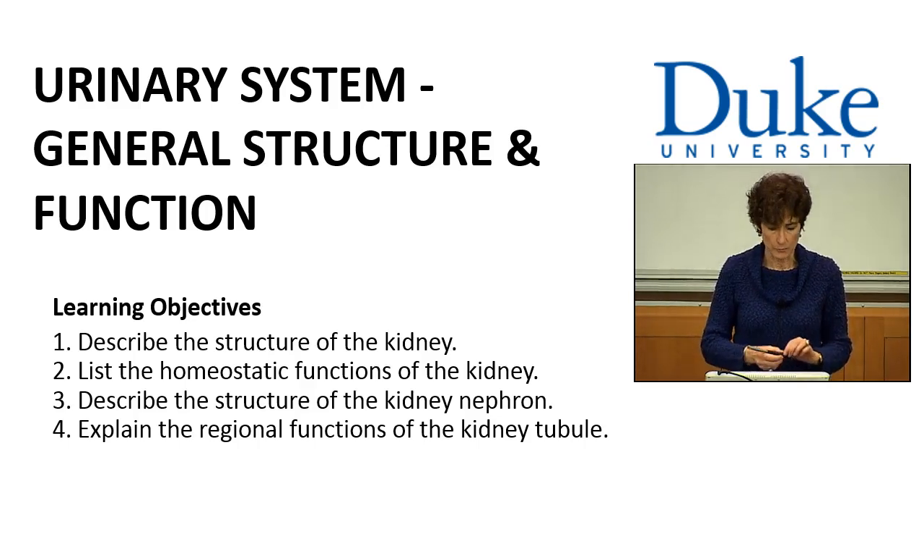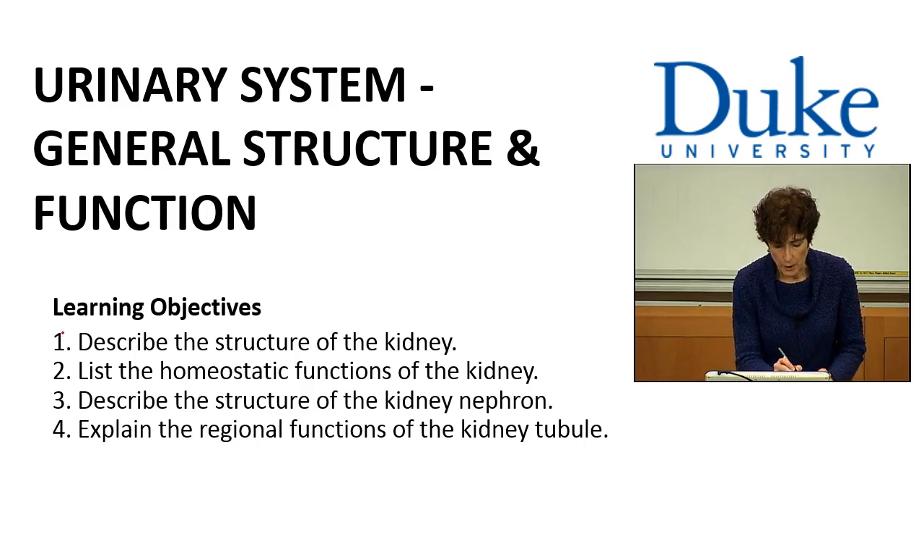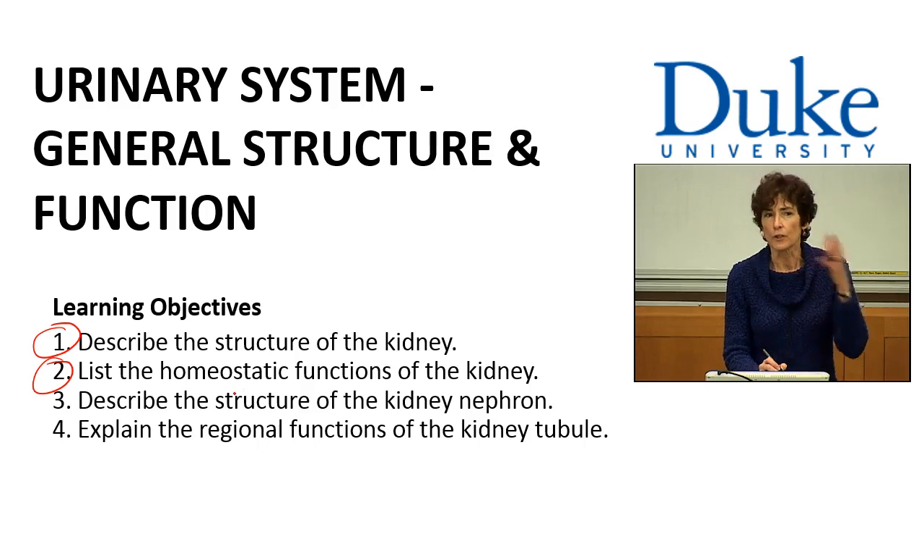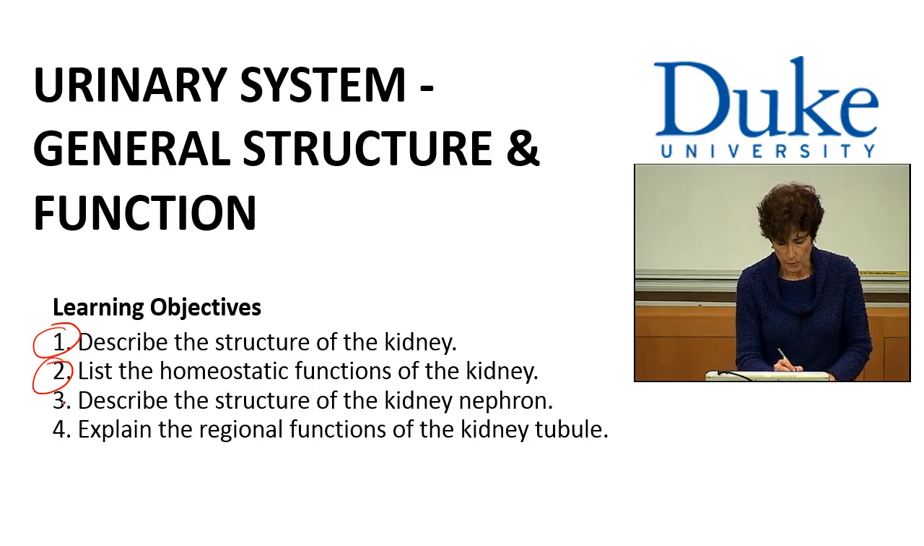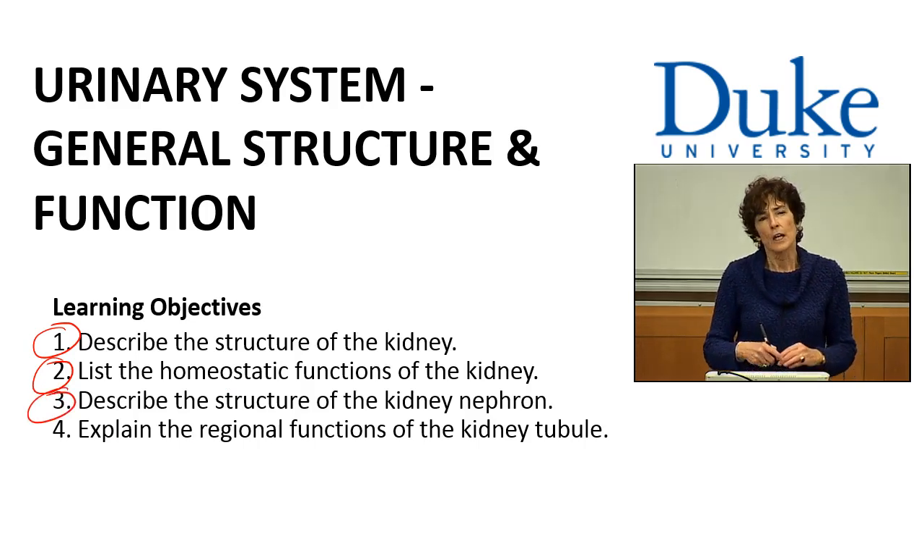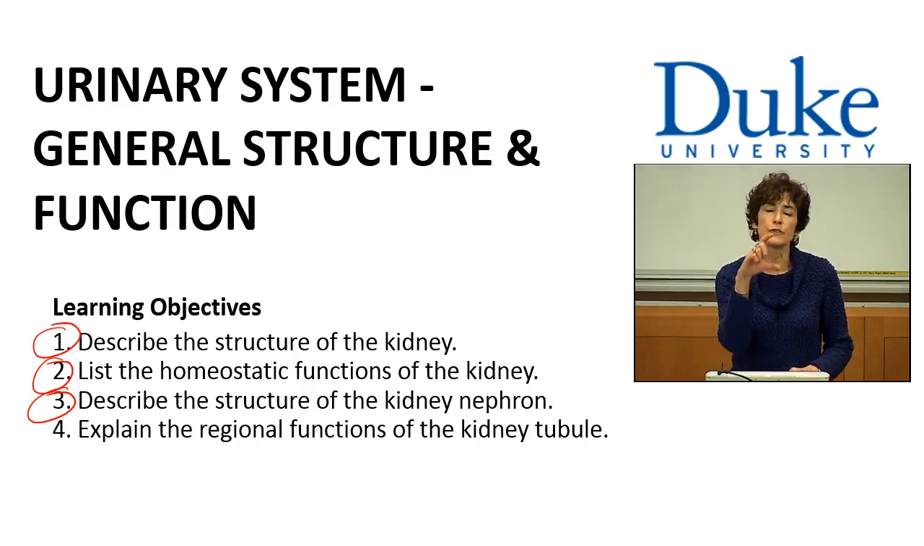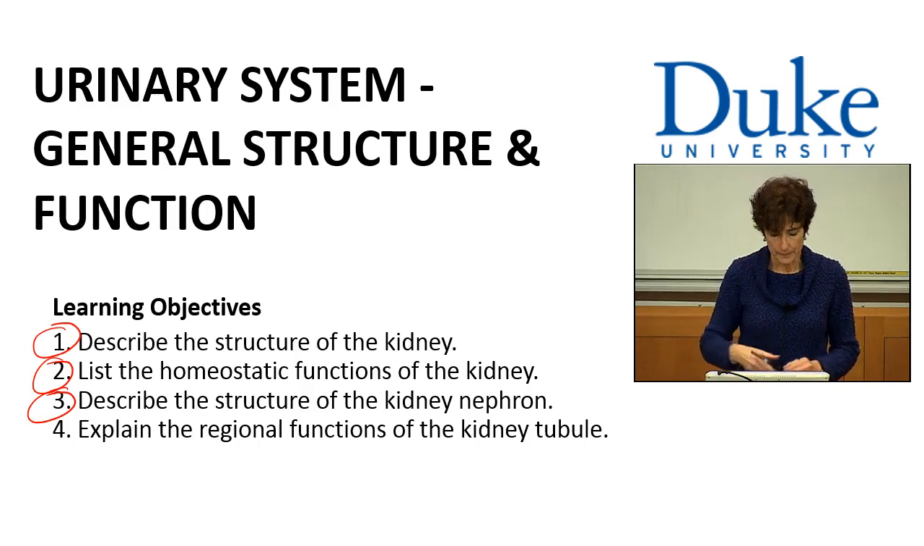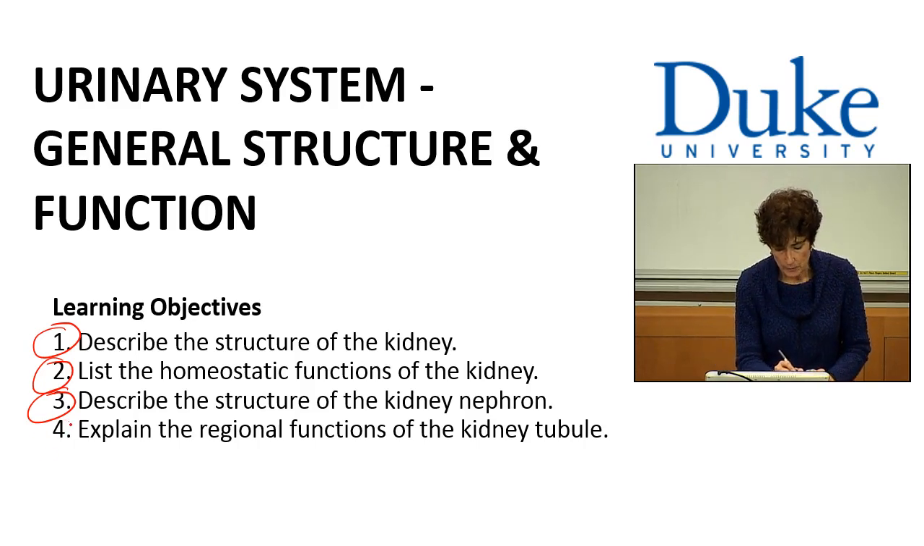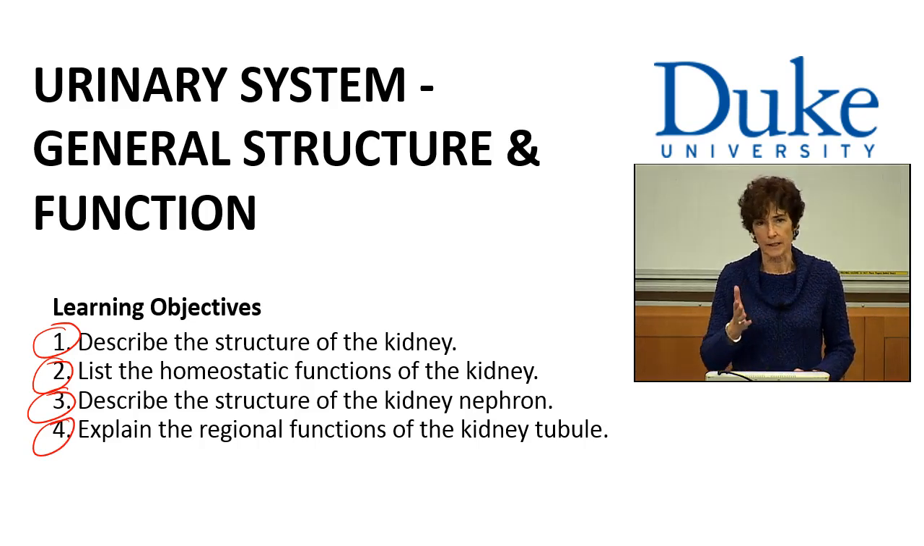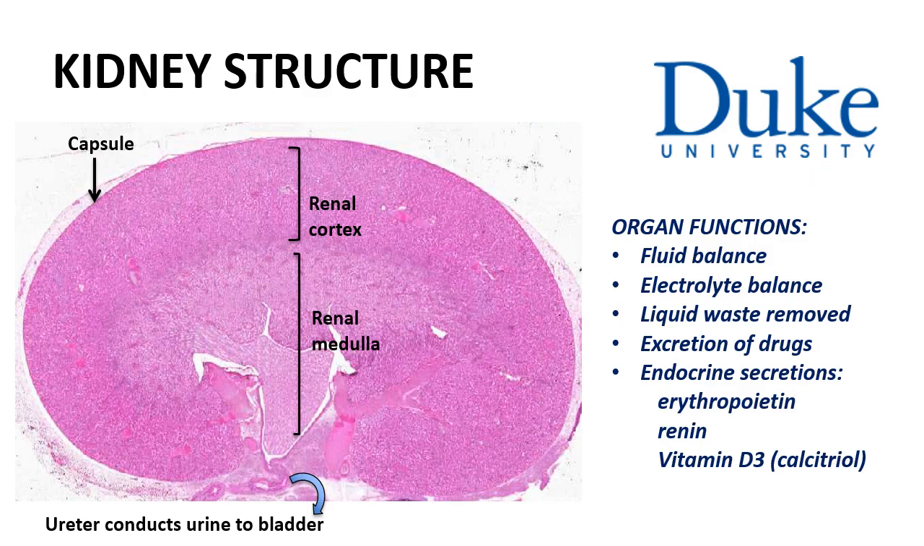So let's see the learning objectives. The first is we'll describe the structure of the kidney itself. Secondly, we'll talk about its homeostatic functions. This is the general overview of the kidney and its role in homeostasis. And third, we'll describe the structure of the kidney nephron. This is the actual filtering unit, the small structure that filters the blood. And then lastly, we'll explain the regional functions of this kidney tubule, which is a portion of the nephron. All right, so let's get started.